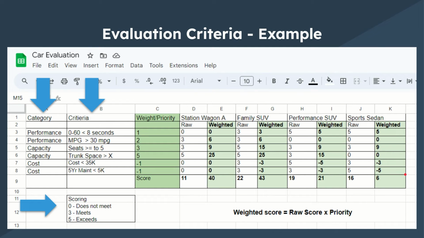So you can see that without the prioritization, without that weight, it's the bottom. But then when you look at the weighted scores, you can see that across the board, this is actually the number 2 pick. It's not super fast, but in terms of capacity, in terms of trunk space, in terms of fuel economy, it's actually doing really well. And those are the most important categories that I have on the sheet, similarly to the family SUV.